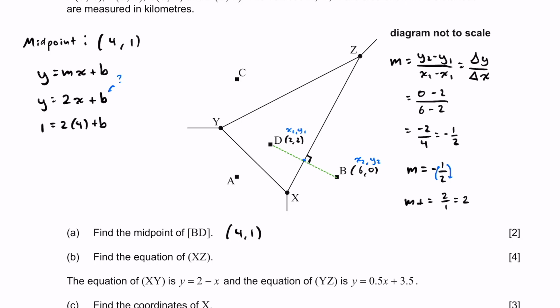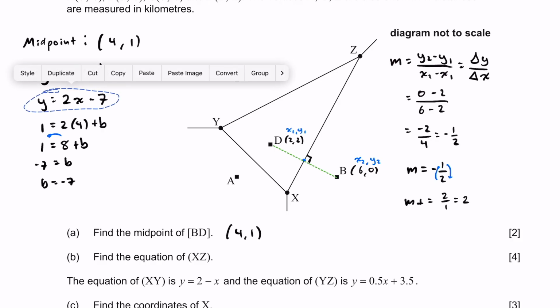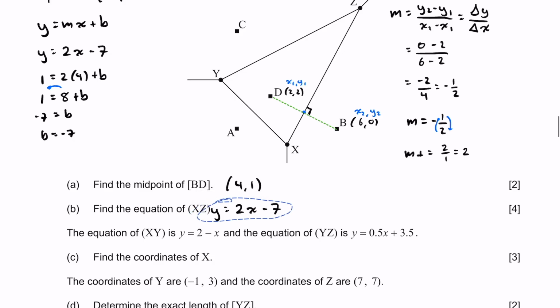Now we've got an equation we can solve. 2 times 4 is 8 plus b. Bringing this to the other side, b is equal to negative 7. Going back up into the equation of a line, we know b is negative 7. So y is equal to mx plus b, where m was 2 and b we found to be negative 7. And there's our equation of the line: y equals 2x minus 7.